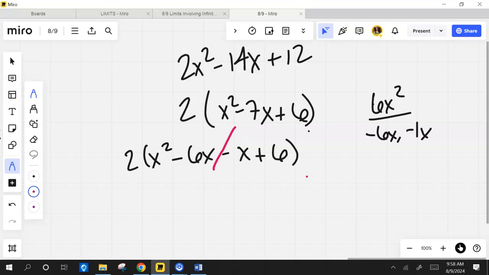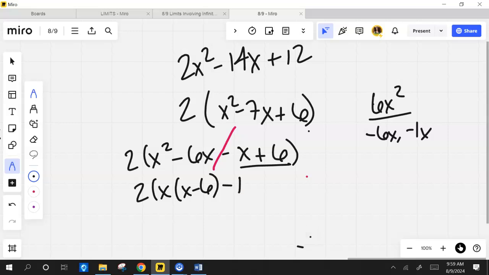What can I take out of the first two? X. Okay, well, I take out an X. I'm left with X minus 6. That's easy. My middle sign has to come down, right? This time it's different because I'm taking out a negative. Does everybody see that? So what's the GCF here? 1. If it ever doesn't have 1, it's 1, right?